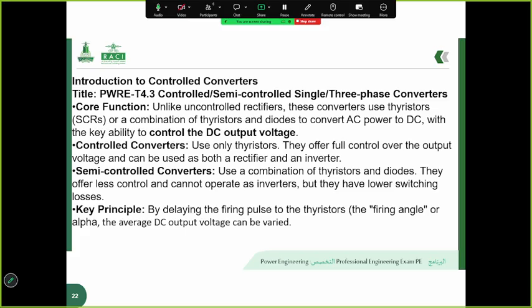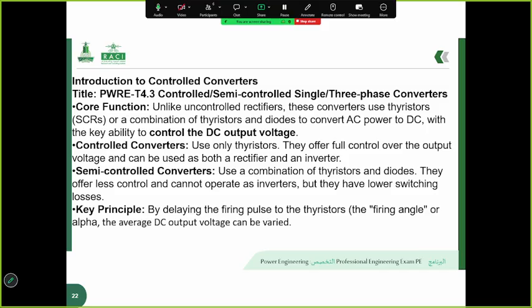A fully controlled converter uses only thyristors in its bridge configuration. This allows for complex control over the output voltage and critically enables bidirectional power flow. By controlling the firing angle, or alpha, the average DC output voltage can be adjusted from a maximum positive value down to a negative value.